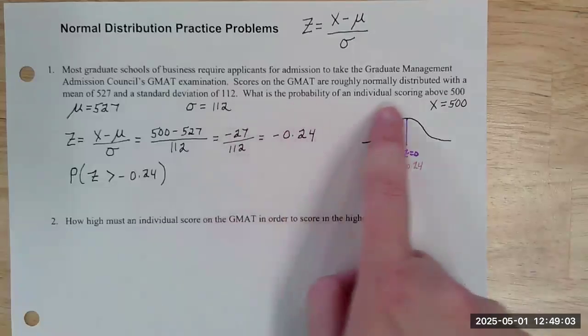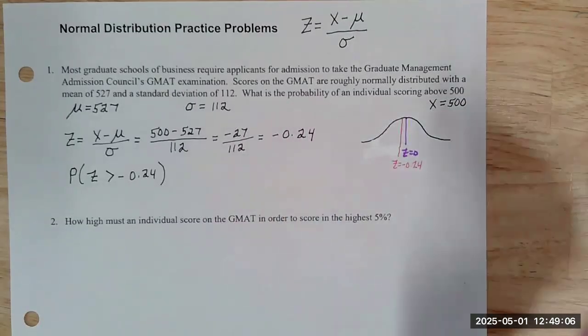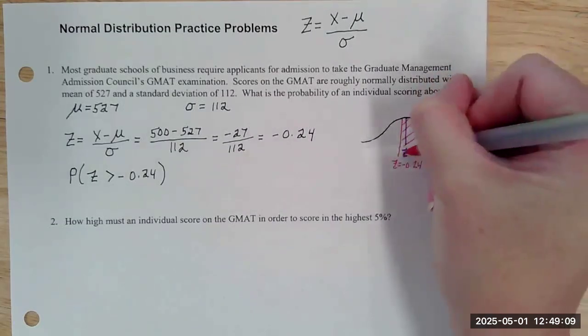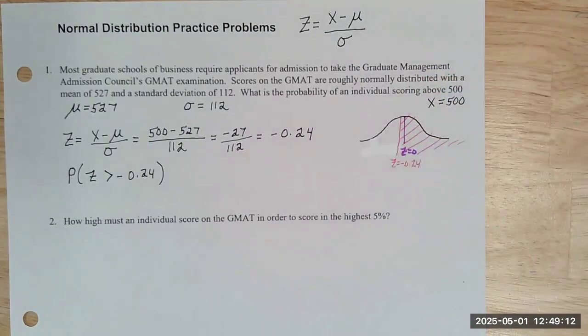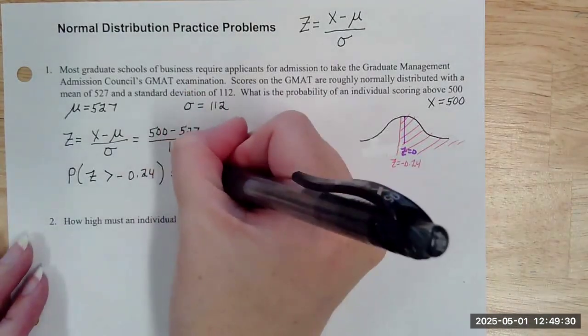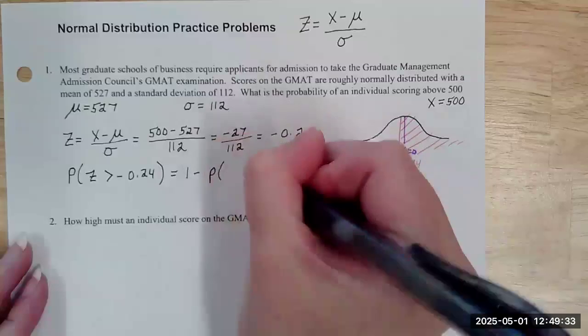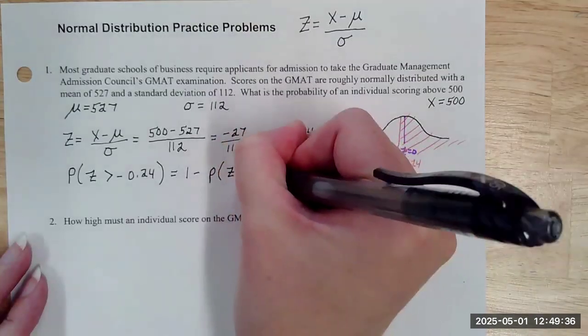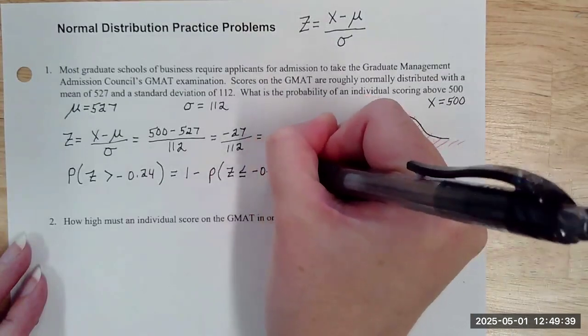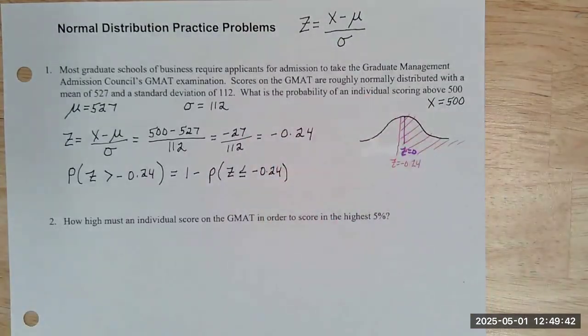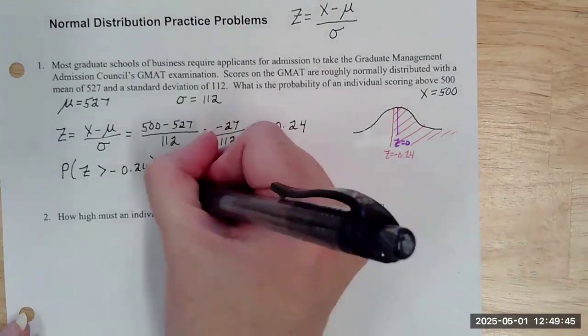But the question is asking, what's the probability of the individual scoring above 500? So it's asking you for this part. So we're going to get the opposite of what we want. So we have to do 1 minus whatever we get in the table, because it's going to give us the score that's below that score. We want the score that's above. So we're going to do 1 minus the probability that z is less than or equal to negative 0.24. And that's going to give us the actual thing we want.